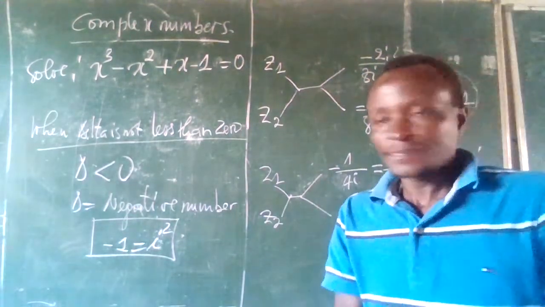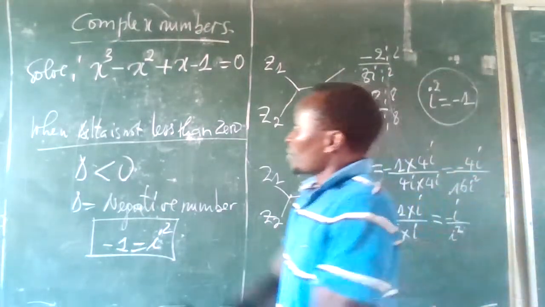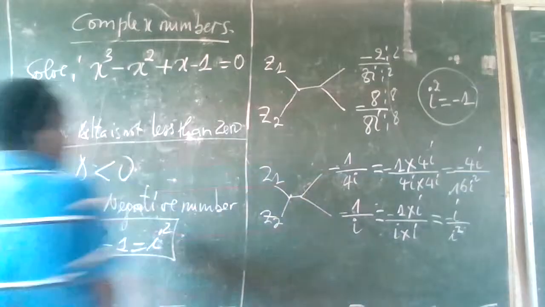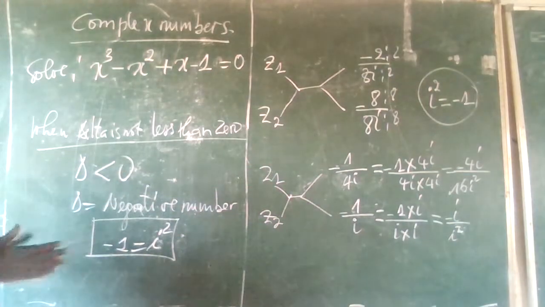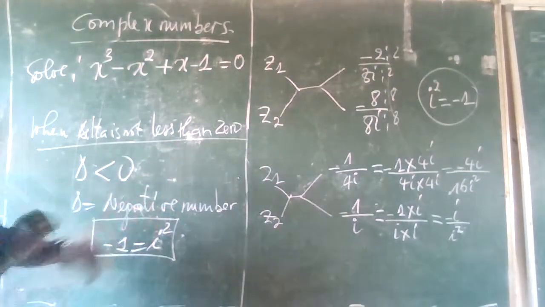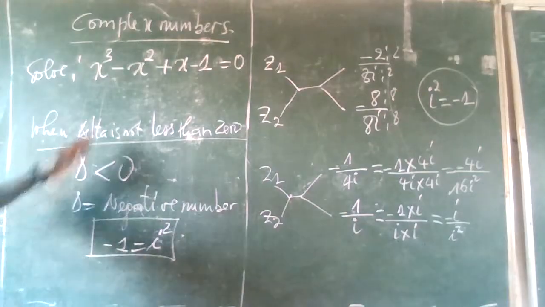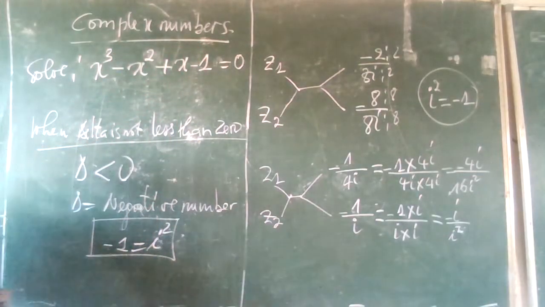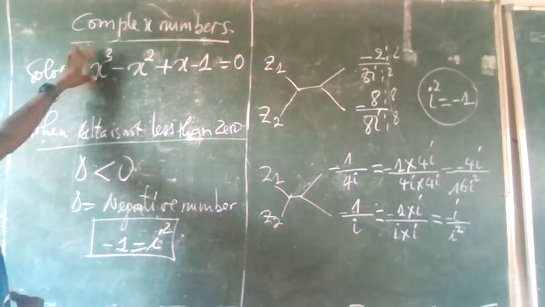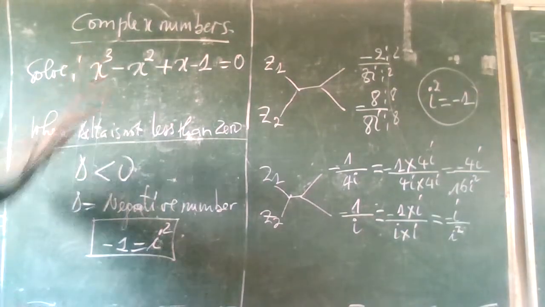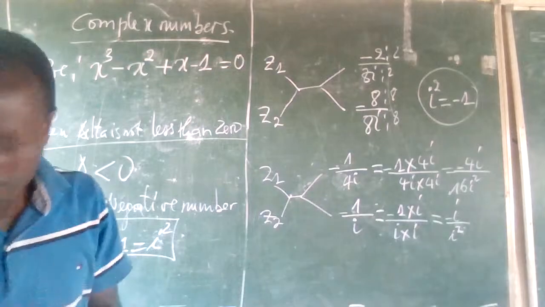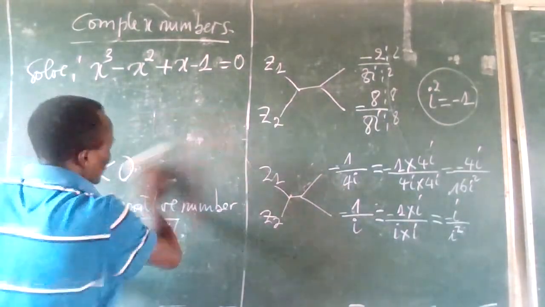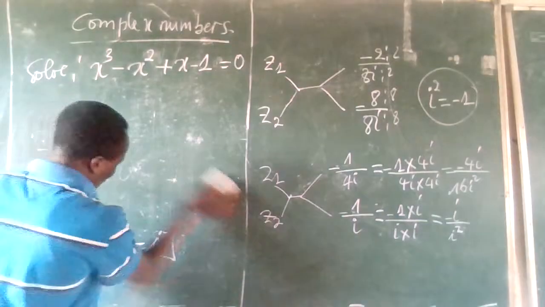So now, guys, we have this question that we are going to solve. You see, we have finished the complex numbers where it has the form of a quadratic. So now we are going to solve another one on polynomials. Let me show you a good thing about polynomials.